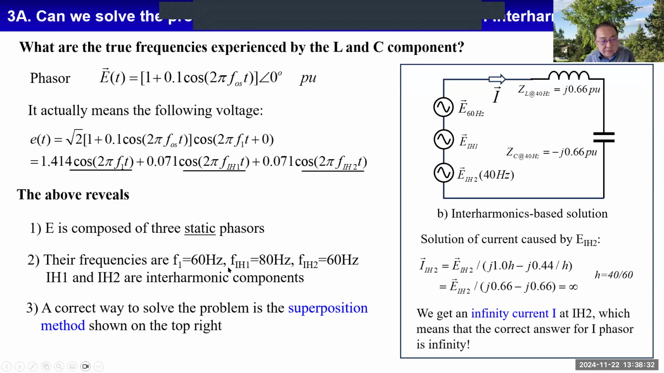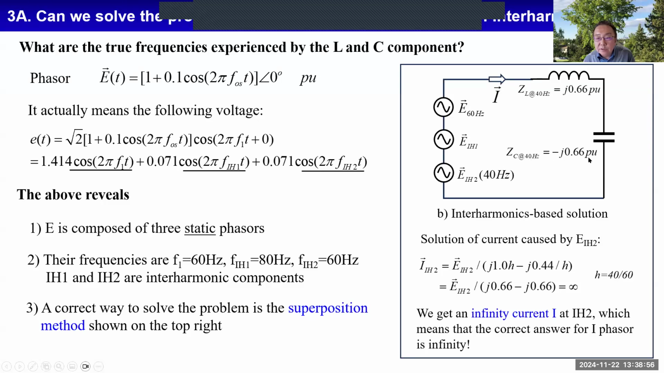for three sources. There are three sources here, each of which has a different frequency. The math will show one interharmonic has 80 hertz, another interharmonic is 60 hertz. Therefore, the correct way to solve the problem is to use the superposition method shown on the right. So I use 40 hertz as an example.